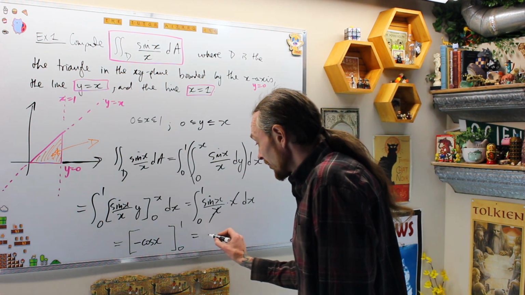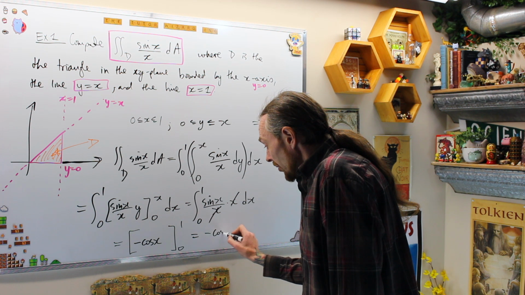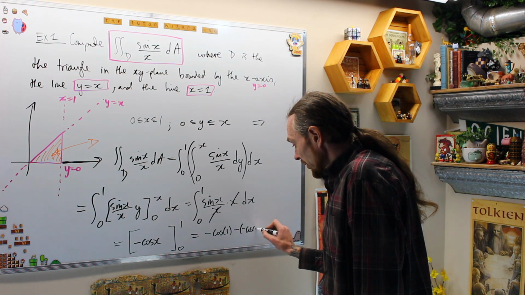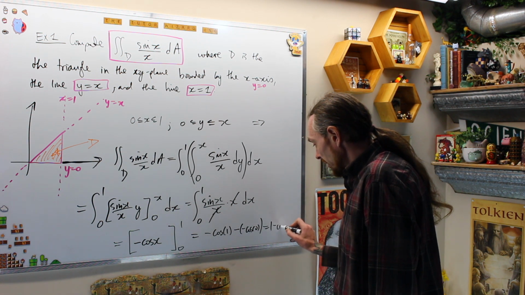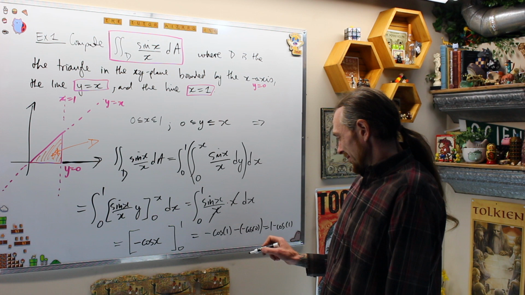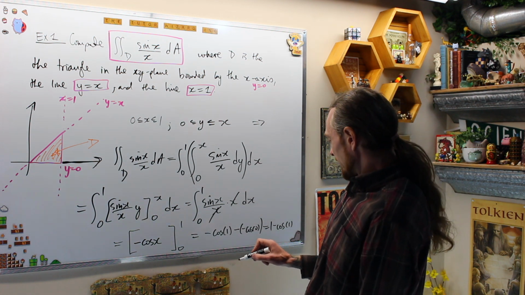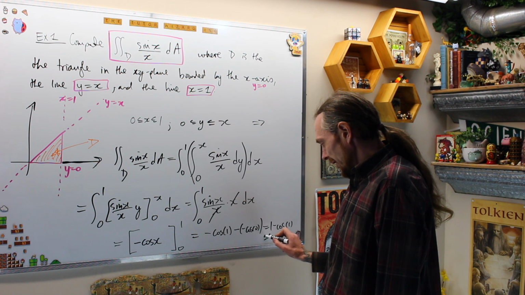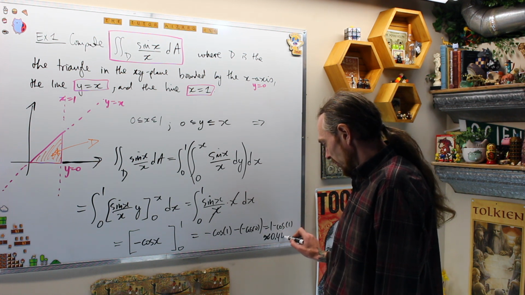And that is going to give me negative cos of 1 minus negative cos of 0, which is 1 minus cos of 1, which is 1 minus 0.54, I think, something, which is approximately equal to 0.46.